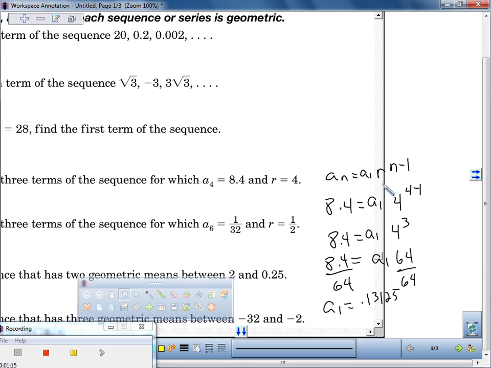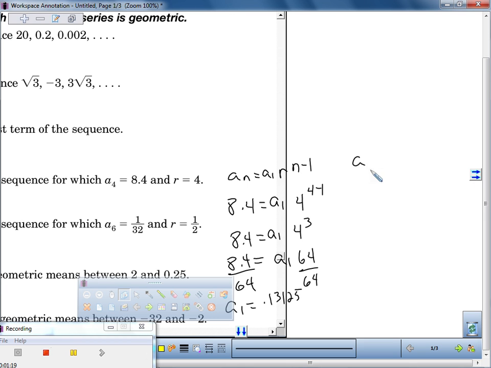Now, what I'm going to do is just multiply that. Alright, let's say a1 is equal to that. Okay, we're just going to basically use the recursive formula. So I want the first three terms. So that's the first one. We found it. So I'm going to take that number and multiply it times 4, because that's our r. So if we take 4 and multiply it times the 0.13125, we get 0.525.